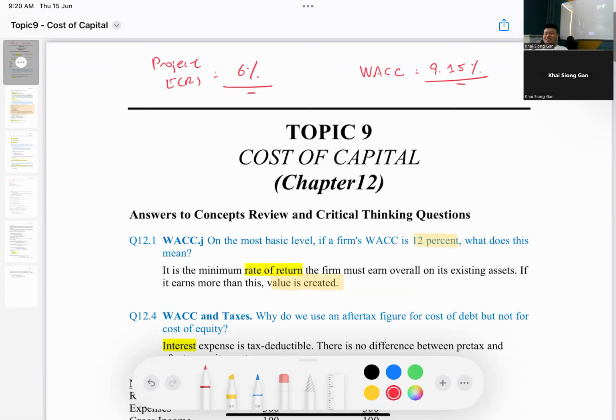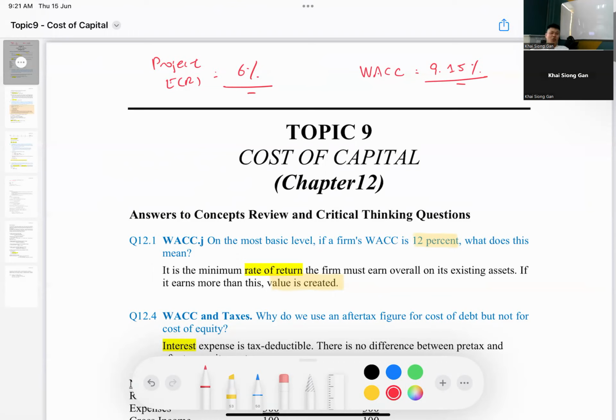Why proceed? You can't even cover the cost. You need to earn 9.15% for your shareholders and lenders, but this project can only earn you 6%. There's no point to proceed, so you should reject. But at the most you can still get 6%, right? If you proceed, that means you take unsystematic risk. We can only take systematic risk. So you cannot proceed.